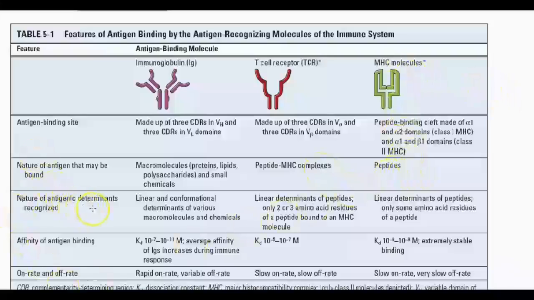The nature of antigenic determinants is linear and conformational determinants. Here we can see the two types of determinant, the linear and conformational. In T cells, the linear determinant is a peptide of about 2 to 3 amino acid residues which is bound to the MHC molecule. In the MHC molecule, the linear determinant of the peptide is only some amino acid residues of a peptide.